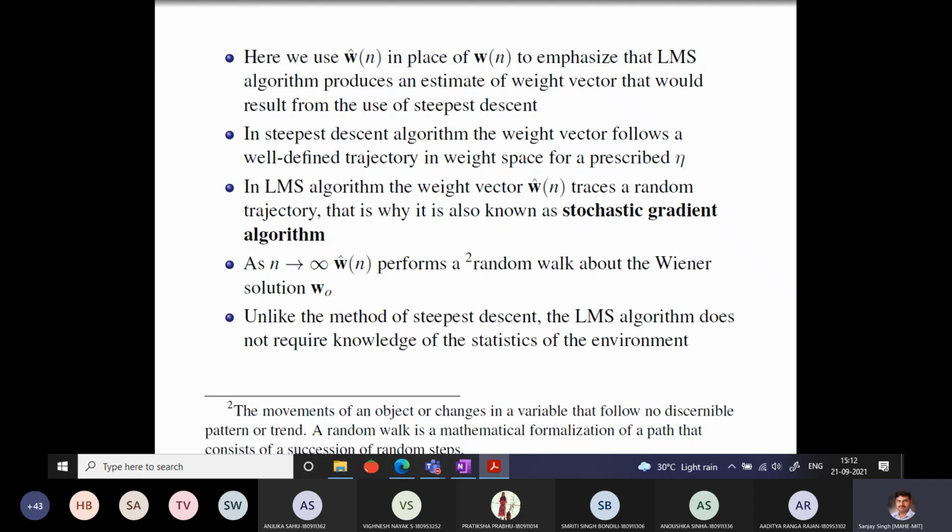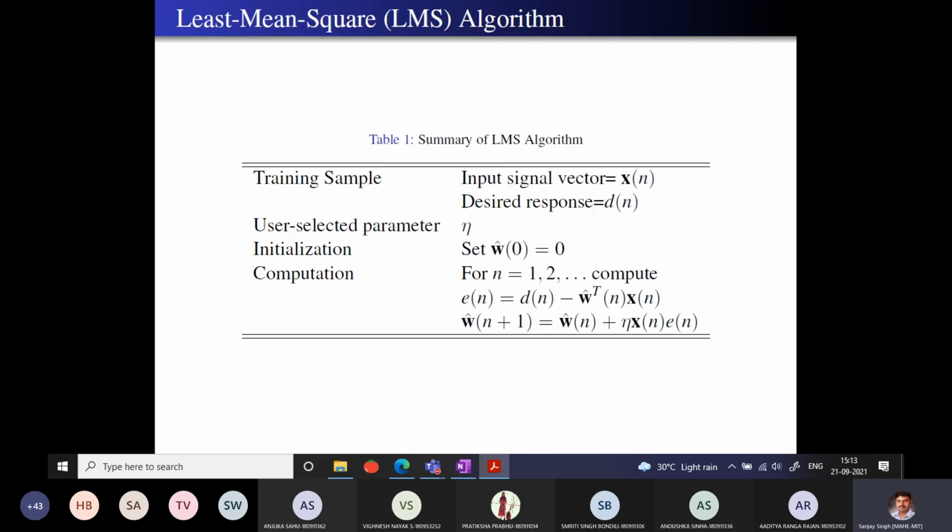So random walk is basically a stochastic theorem. It is not simply general, it is probabilistic theory, mentioned over there. Unlike the method of steepest descent, the LMS algorithm does not require knowledge of the statistical environment. We have seen that. Now we are talking about the LMS algorithm. We didn't talk about the cross correlation or correlation. Nothing of that sort is required, which would be the case if you applied steepest descent or the Wiener filter. So without going for the second order statistics, you can meet the same objective.